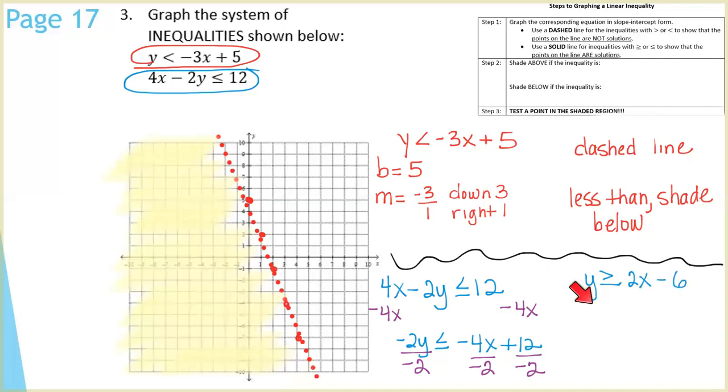So now we're ready to graph this, and we're going to write the four key things about this graph. The first thing is, where do we begin? I begin at negative 6. My slope is 2 over 1, so I'm going to move up 2 and then right 1. This one is equal to, so it's a solid line. And because I had to divide by a negative, it flips, so I'm going to shade above because it's greater than. So let's go ahead and do that one. We have our point at negative 6, and now I'm going to go up 2 to the right 1, put a point.